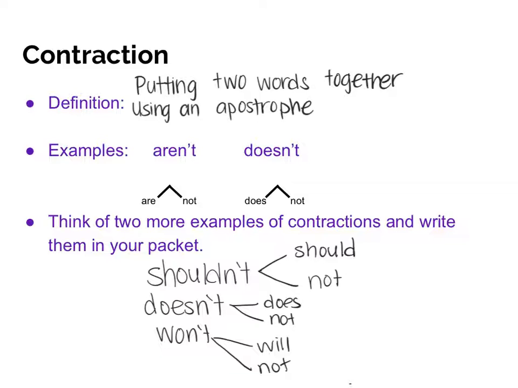Here are my examples. Shouldn't, formed from should and not. Doesn't, formed from does and not. Won't, will not. So won't is a little different. It's not willn't, it's won't. But it's still formed by putting these two words together, will and not. And we use an apostrophe, so that makes it a contraction.